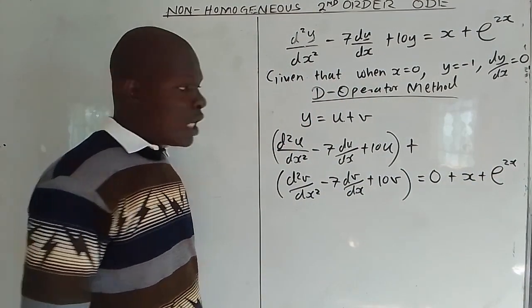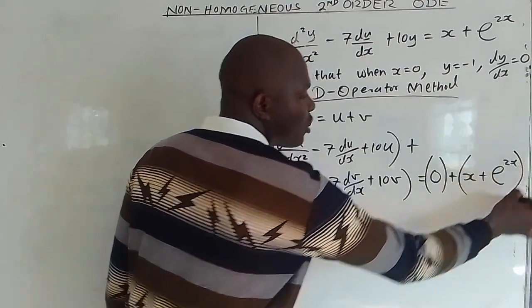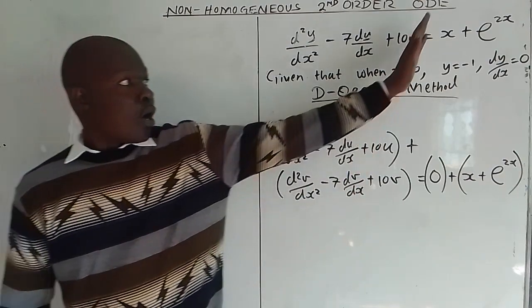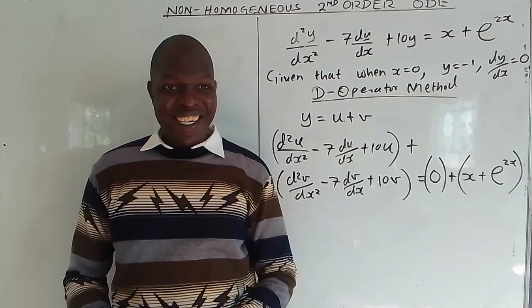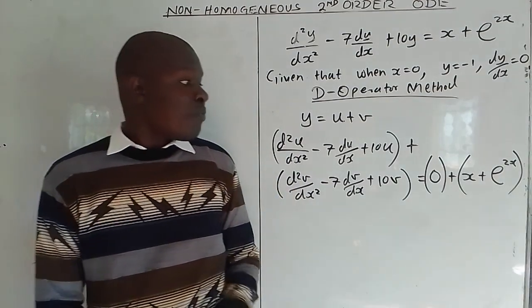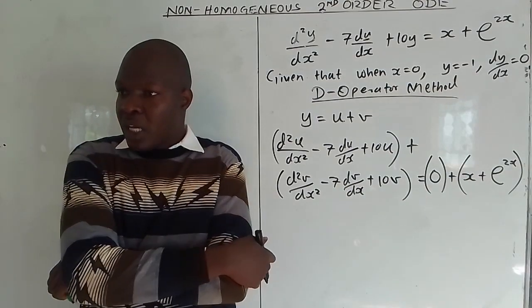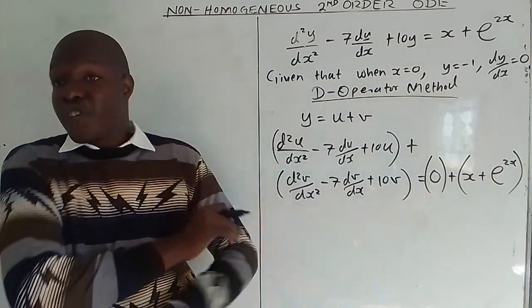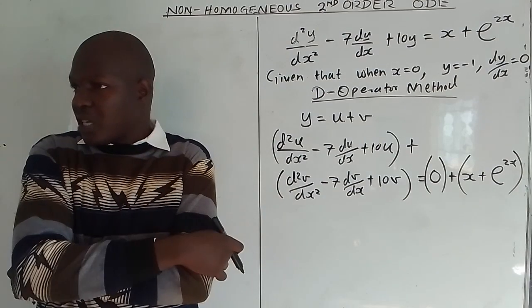Are we together? So the first equation we compare with 0, the second equation we compare with the function f of x. The whole of this, x plus exponential 2x, is the function f of x, which is a superimposition of a polynomial function and an exponential function. Are you seeing that? The first part, which is giving you the complementary function, must be equated to 0. And that's where we are going to use the D operator method, isn't it?